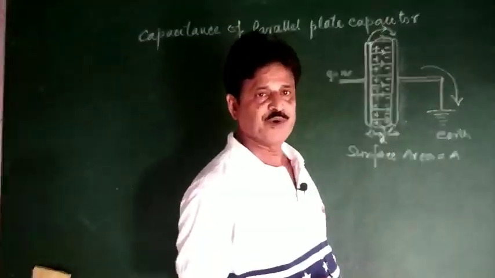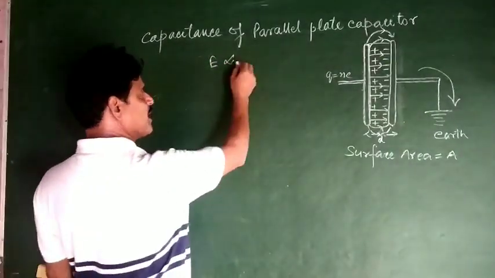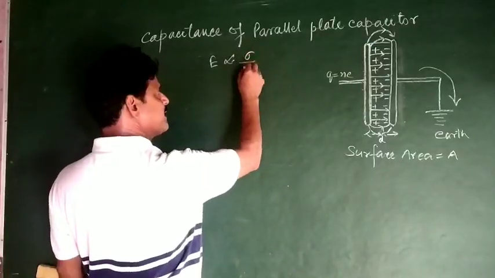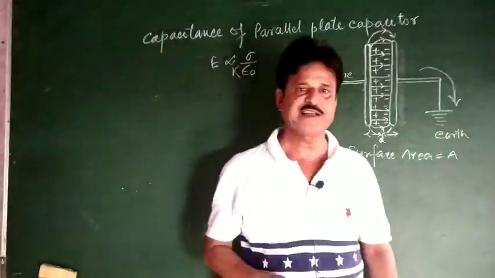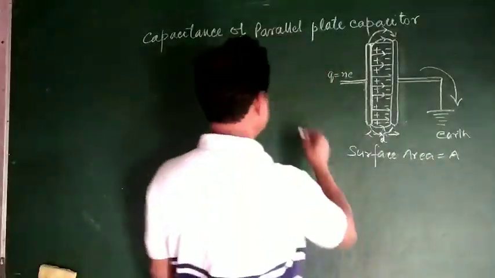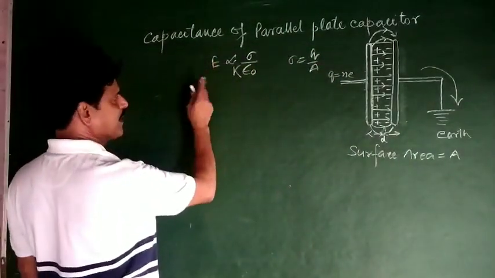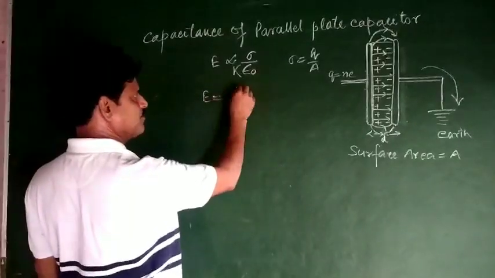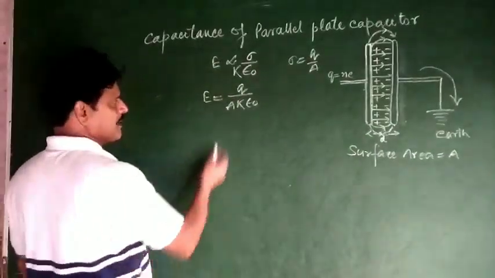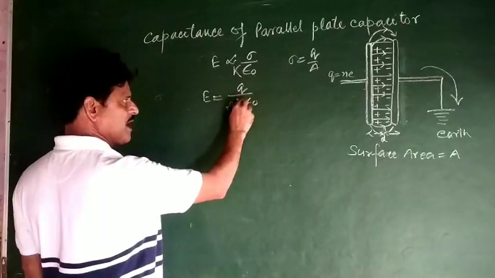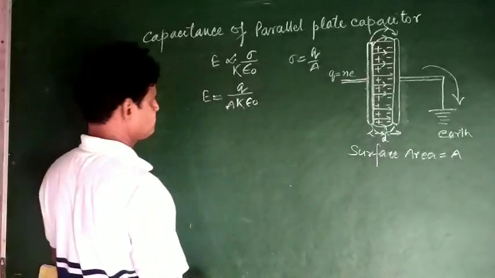First of all, we have to know that this electric field E is equal to sigma divided by epsilon 0 into K, where sigma is the surface charge density, and sigma is equal to Q by A. On putting the value of sigma in this equation, we find E is equal to Q divided by A K epsilon 0, while K is the dielectric constant of the medium and epsilon 0 is the permittivity of free space.